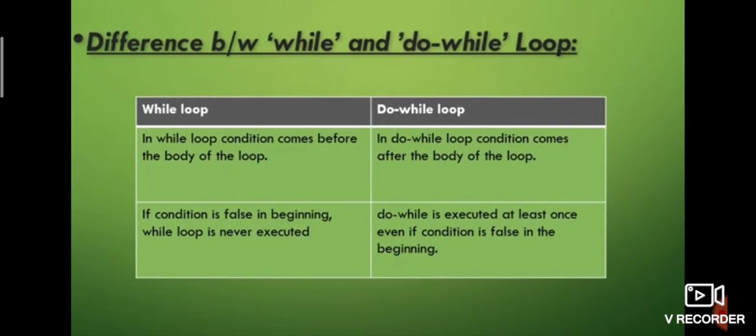Now, the next screen is to show you the difference between while and do while. In a while loop, the condition comes before the body of the loop, but in a do while loop, the condition comes after the body of the loop. So if the condition is false in the beginning, the while loop is never executed, because you check the condition first. But in a do while, it's not the case. Do while is executed at least once, even if the condition is false in the beginning. I suppose you are all now clear with the difference between while and do while.